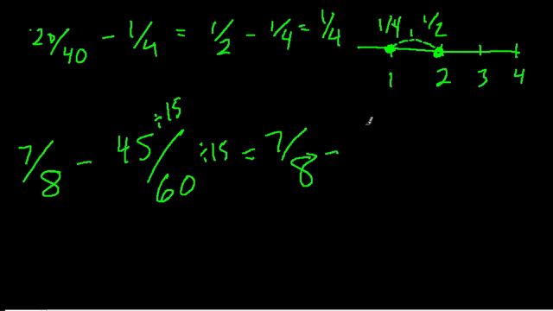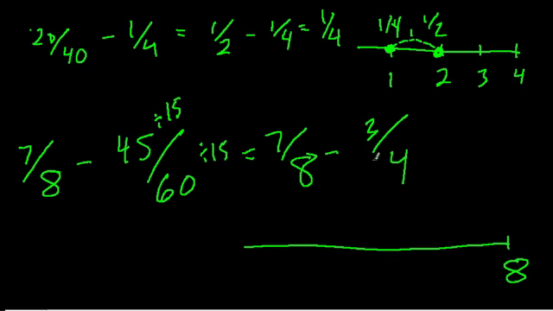Well, now I have 7/8 minus what? 45 divided by 15 is 3. 60 divided by 15 is 4. So it's really 7/8 minus 3/4. Same exact problem, but the numbers are easier to work with. 4 and 8 both go into 8. What is 7/8 of 8? That's just 7, right? Because an eighth of 8 is 1, so 7/8 is 7.